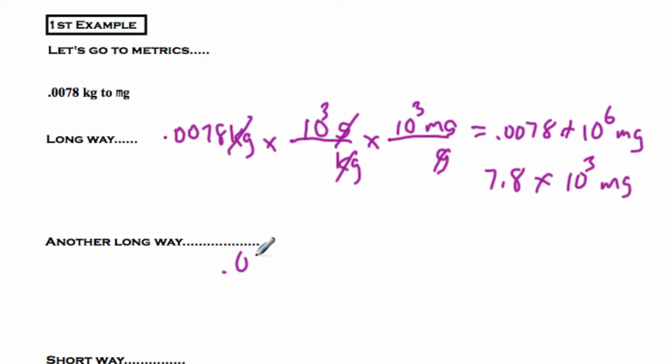So we've got 0.0078 again, kilograms, and times, again, kilograms on top, we want to cancel, so kilograms on bottom. We'll go to the root unit. From the root unit, we'll go to what we wish.